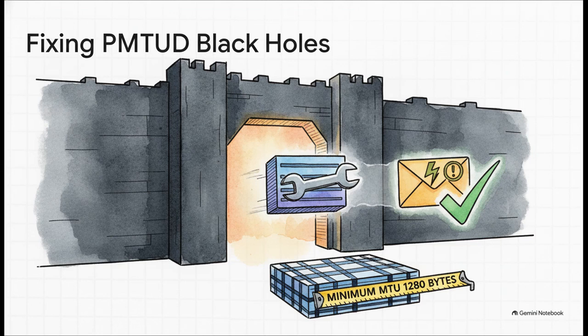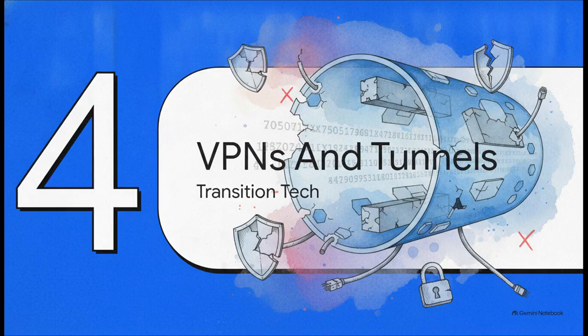Thankfully, the actionable solution here is pretty straightforward. Your primary fix is to explicitly permit ICMPv6 Type 2 inbound on every single firewall in the path. Now, if you can't touch the firewalls, your alternative fix is to configure TCP MSS clamping on the router. That helps bypass the black hole entirely. Oh, and one more thing. Never, ever configure your IPv6 minimum MTU lower than 1280 bytes. Just don't do it.